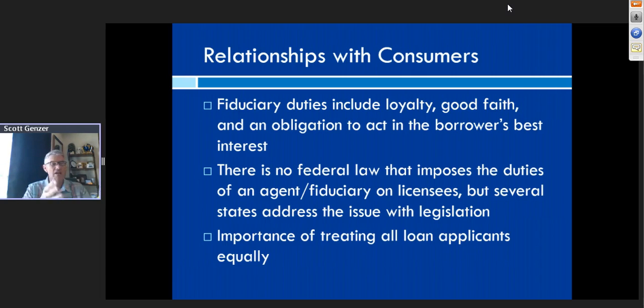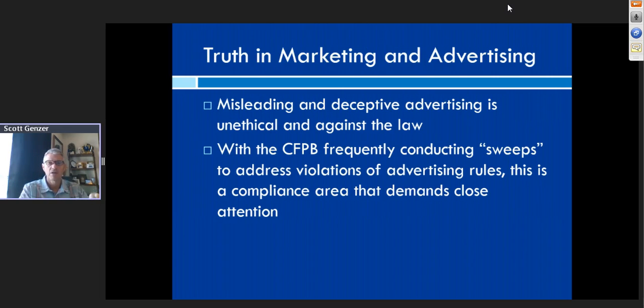What does your state say? We have a license in this state. What does it say? Well, in today's world, with no steering, no dual compensation, and no terms of a transaction, it's hard to do the things completely wrong like we used to do. It still can be done, though. So we have to pay attention to what our relationship is, right?